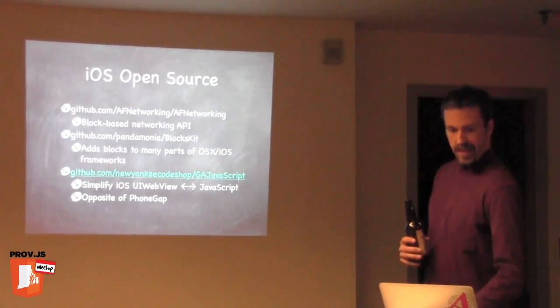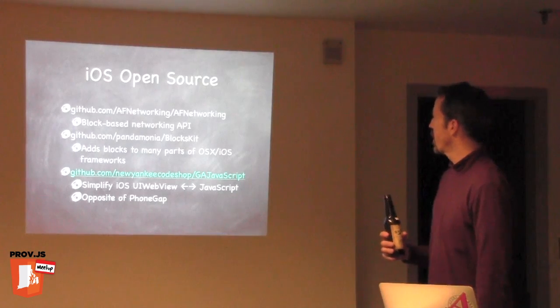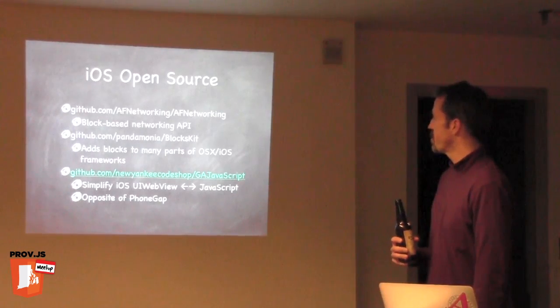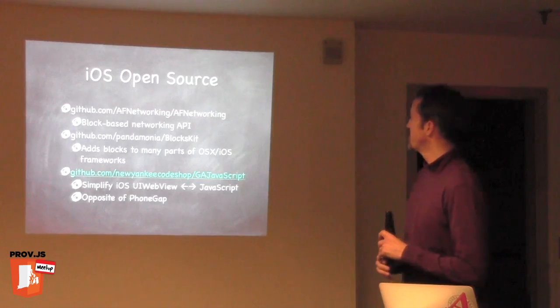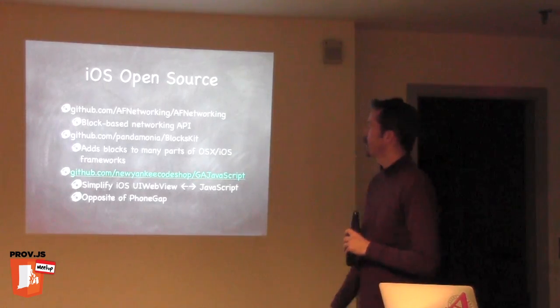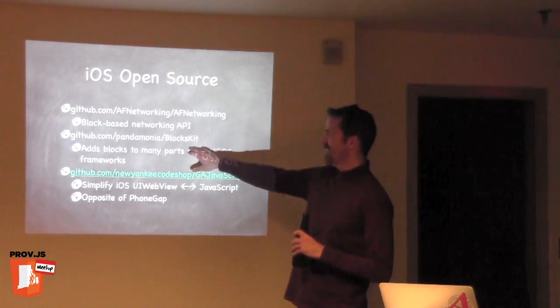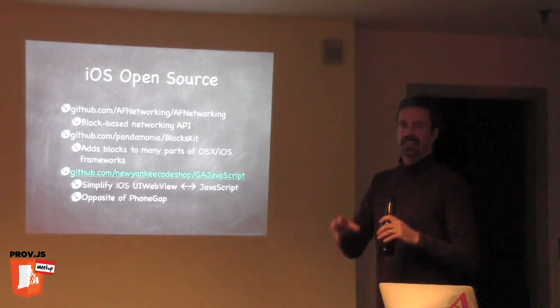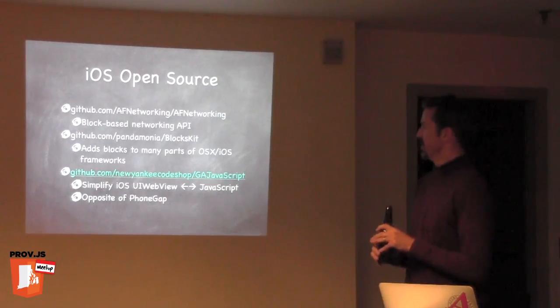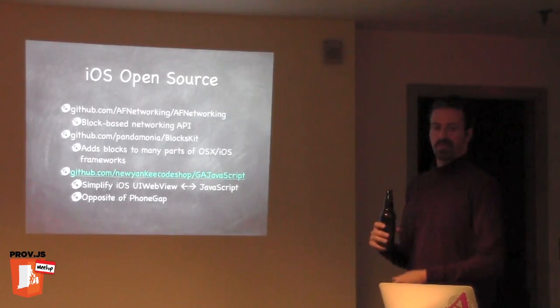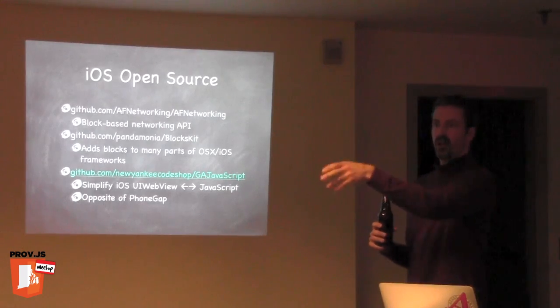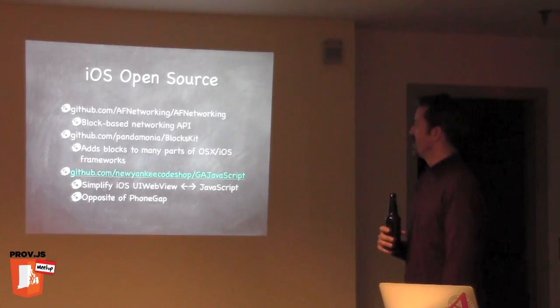And so lastly, I'll just point out a couple of projects that people might be interested in looking at more. So I mentioned AFNetworking, which is a popular block-based networking API. There's also this thing called BlocksKit, which adds a lot of stuff like MapReduce and alert: show an alert and call me back when the user clicks OK.